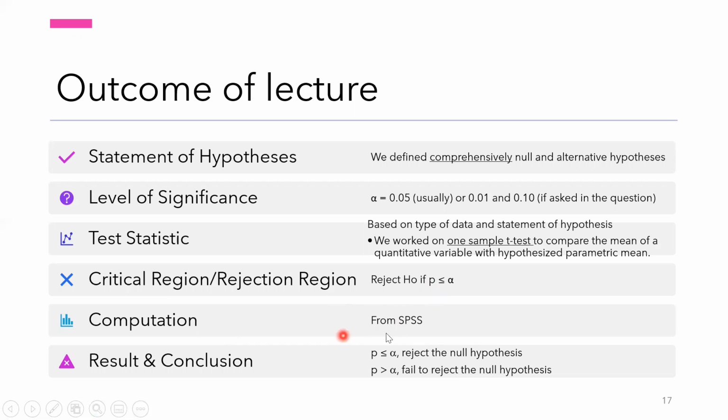Computation we did from SPSS, and then we make the resulting conclusion. In our internal evaluation marks example, we had a p-value more than alpha, so we failed to reject the null hypothesis. Then in our sleeping time example, our p-value was less than alpha, so we rejected the null hypothesis and made the conclusion. So this is our lecture so far regarding the one sample t-test. See you in the next lecture.